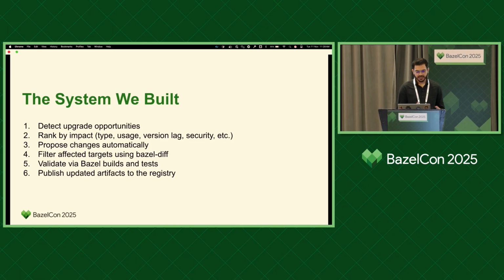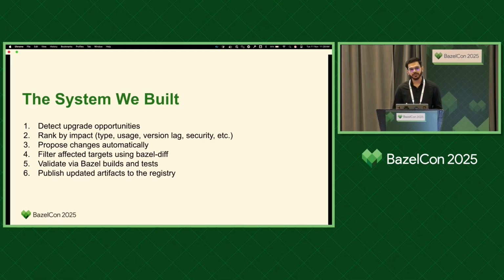I will be talking about these steps in more detail in the next slides, but for now, let's say the system has proposed one or more dependencies. The next step is that we send a pull request and filter the impacted targets by using bazel-diff. This is to make sure that we are not building the whole monorepo and instead just focusing on the targets which are really impacted from the upgrade.